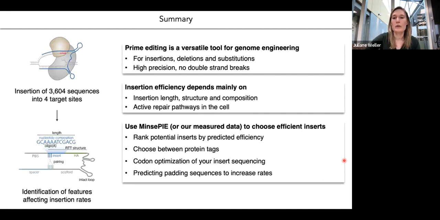So to sum up, we can see that prime editing is a very versatile tool because it can do all kinds of edits and has a high precision and doesn't create double-strand breaks. But insertion efficiencies vary. It mainly depends on insert length, structure, and insert composition. But also the repair pathways in the cell are very important, in particular mismatch repair and TREX1 and TREX2. And you can use MinSpy or the data that we have in our publication to choose efficient inserts. So you can rank potential inserts by their efficiency and choose between protein tags, optimize codon composition, and predict padding sequences to insert to increase the insertion rates.